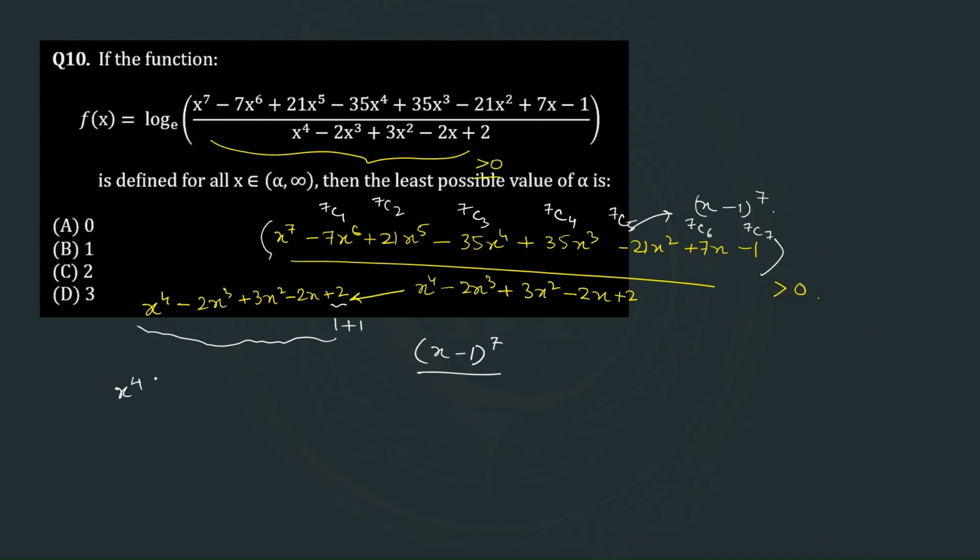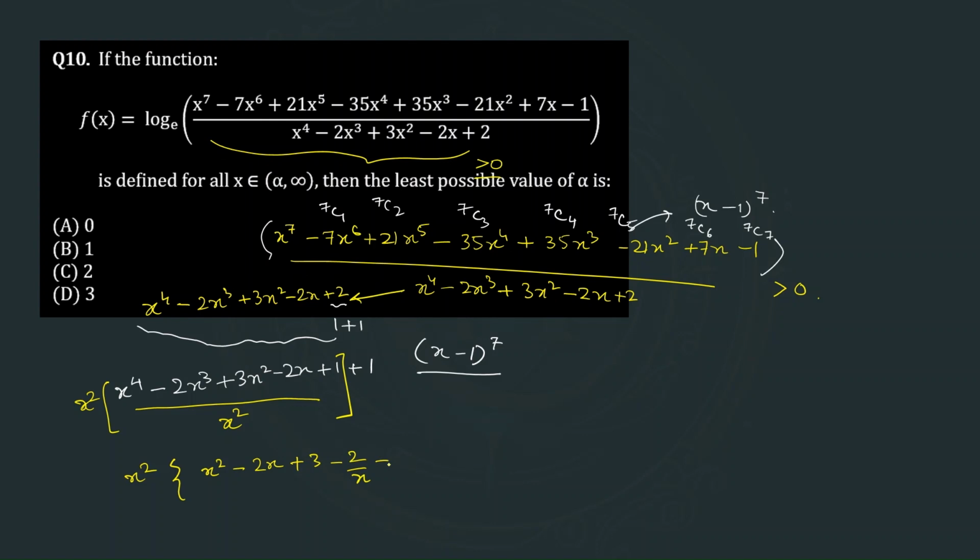So it can be written as x to the power 4 minus 2x cube plus 3x squared minus 2x plus 1, plus 1. Now this part we can divide and multiply by x square. So it becomes x square times (x square minus 2x plus 3 minus 2 by x plus 1 by x square). And obviously, as we divided and multiplied by x square, x should not be equal to 0. So x not equal to 0.